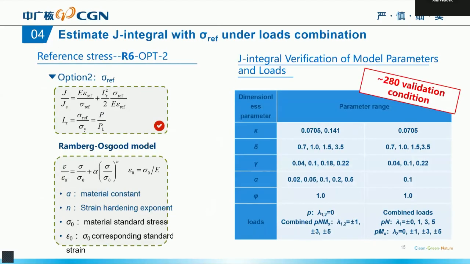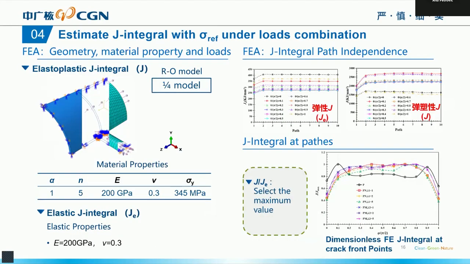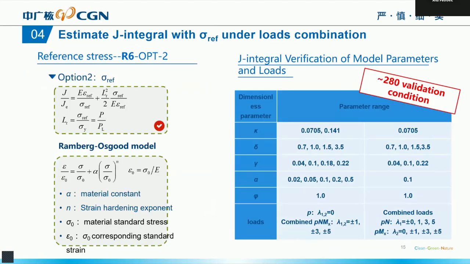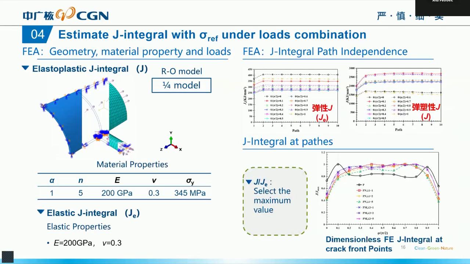Okay, this is the estimation of the J integral with the sigma reference and the load combinations. We also use about 280 validation conditions to compare with the reference results. This is also the model for the geometry, material property, and the loads, and the finite element analysis model, the J integral path independence.